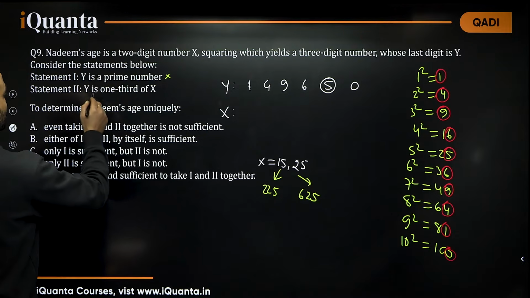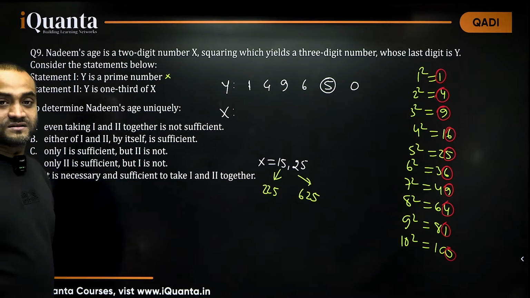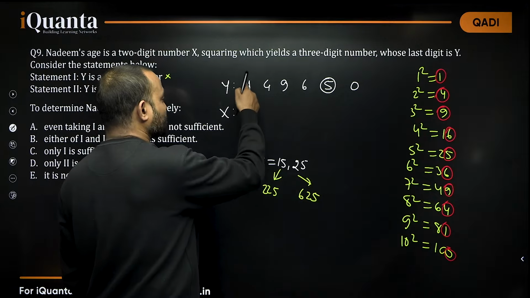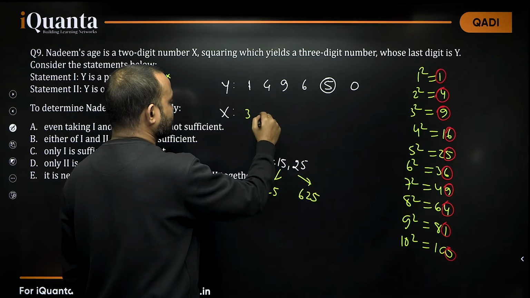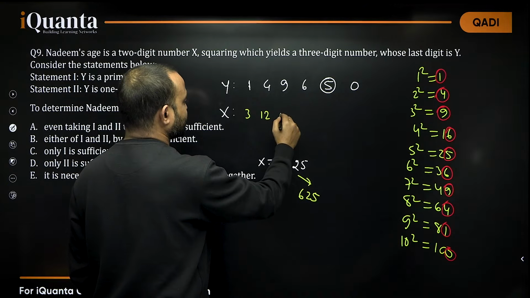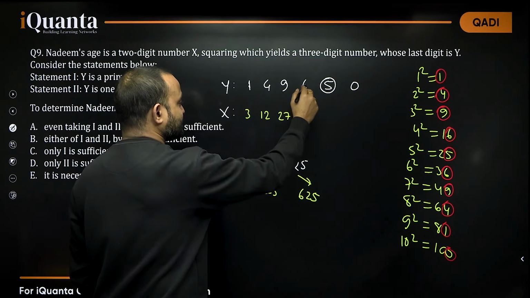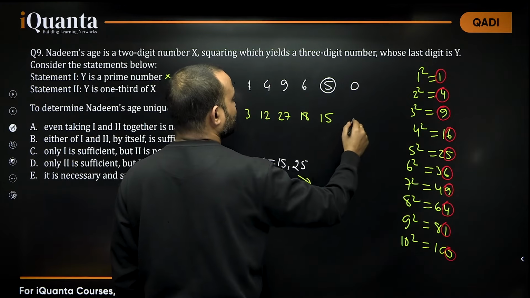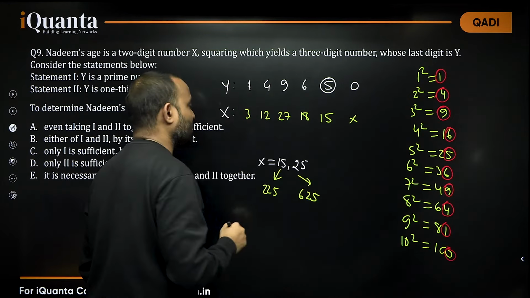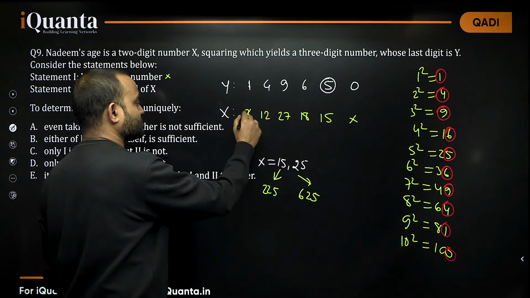Then statement 2, y is 1/3 of x. If y is 1/3 of x, in this case x will be 3, in this case x will be 12, in this case x will be 27, in this case x will be 18, in this case x will be 15, and this is not possible. And x is a 2-digit number, so this is also not possible.